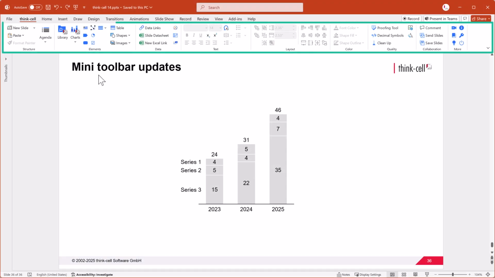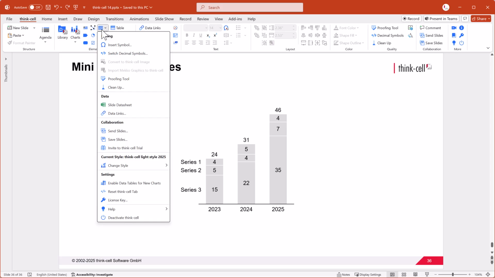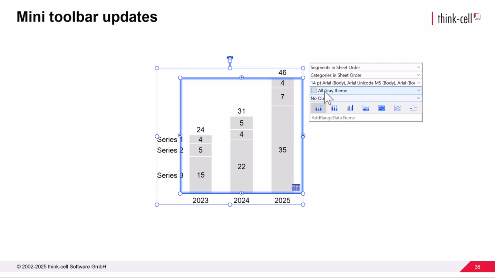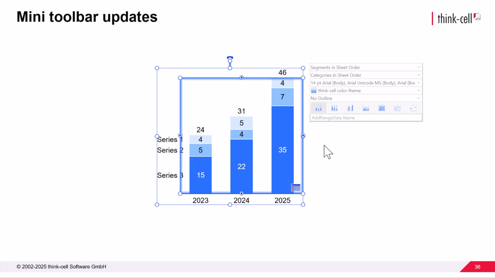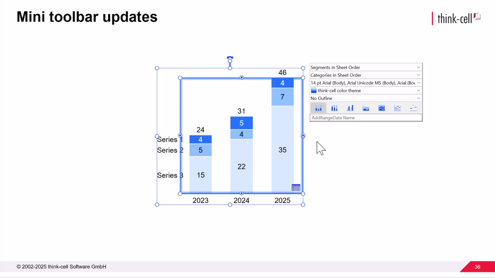Part of ensuring visibility is integrating our new and existing features into one seamless product. This includes updating the Think Cell tab and the mini toolbar to ensure everything is where you need it and the most valuable actions remain easily accessible.